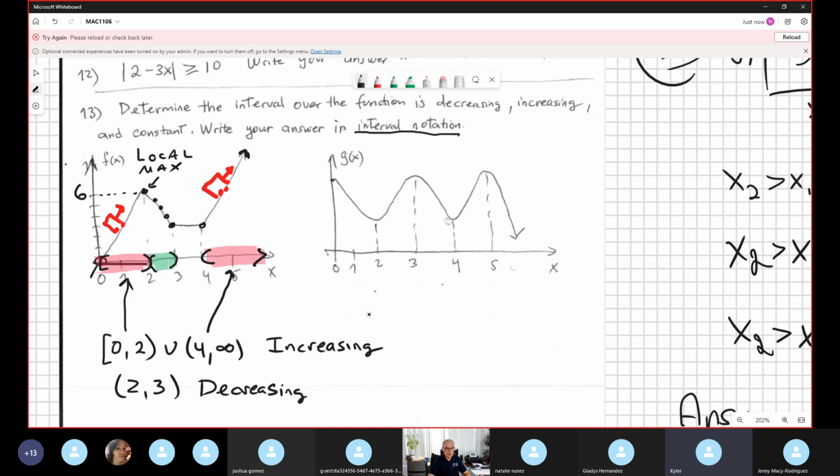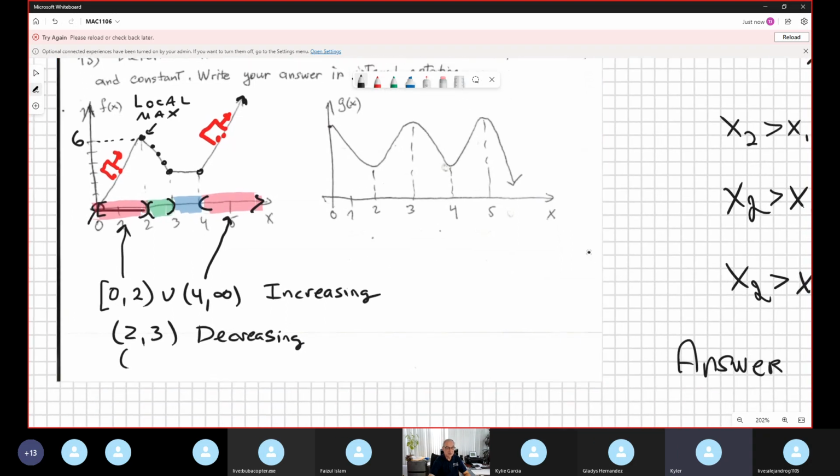And finally, constant, using another color, blue, is in between 3 and 4. It's obvious that it doesn't include 4 and doesn't include 3. So, parenthesis 3, 4 is a constant function. Is this idea clear or confused? Clear. Okay, let's move on to the second curve, which is a little bit more confusing because it's oscillating.